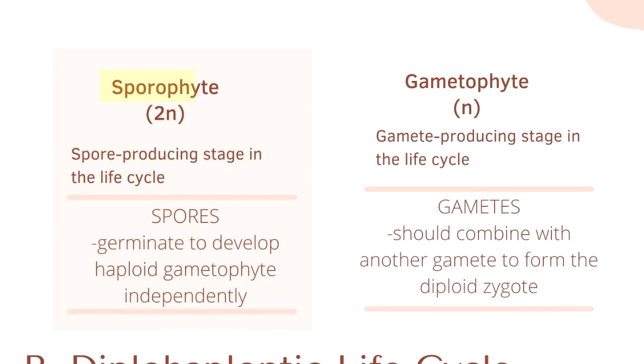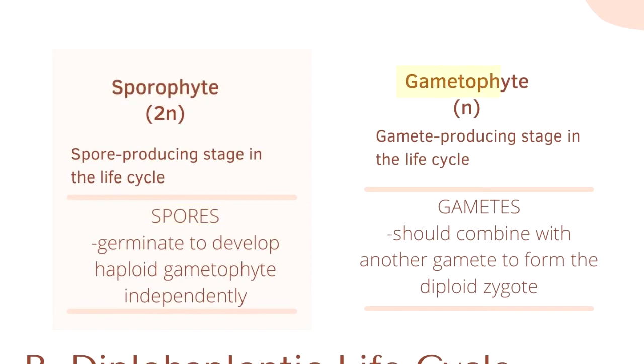For the sporophyte, it is the spore-producing stage in the life cycle. When we say spores, these are the ones that germinate to develop the haploid gametophyte independently. The sporophytic stage or the sporophyte would contain spores. These spores germinate to develop the haploid gametophyte independently, and these spores are considered as diploid.